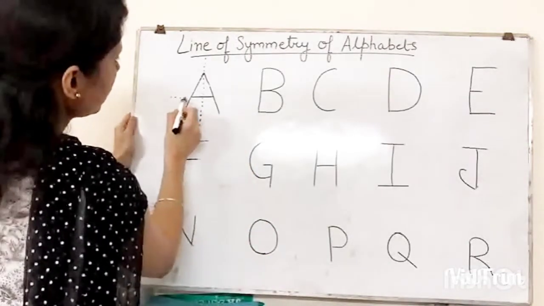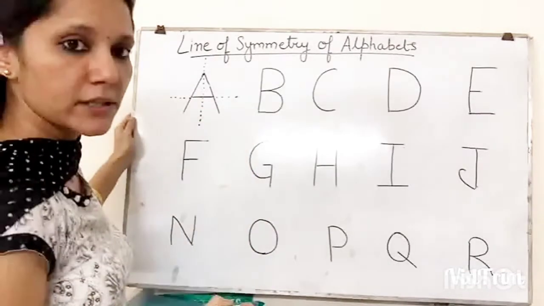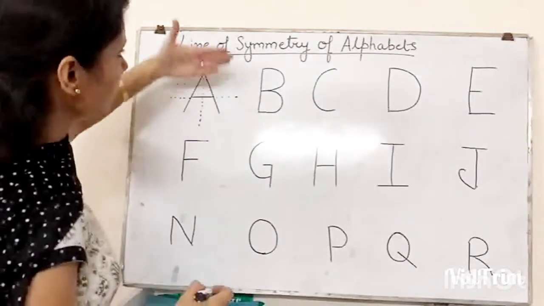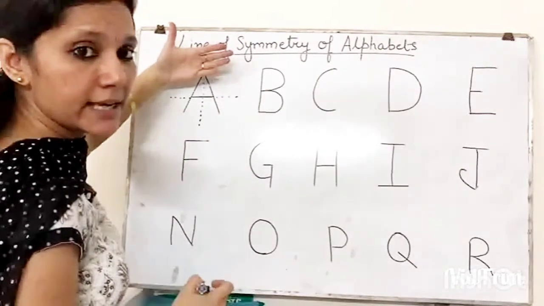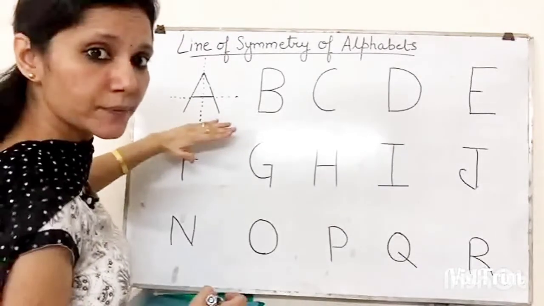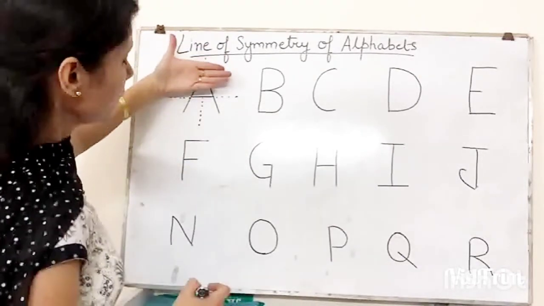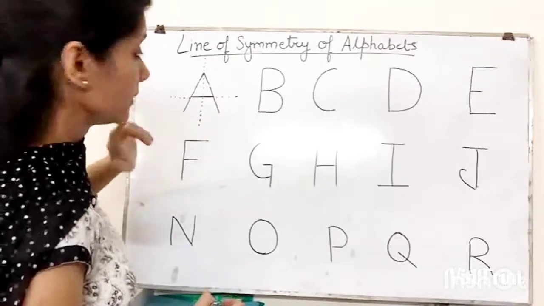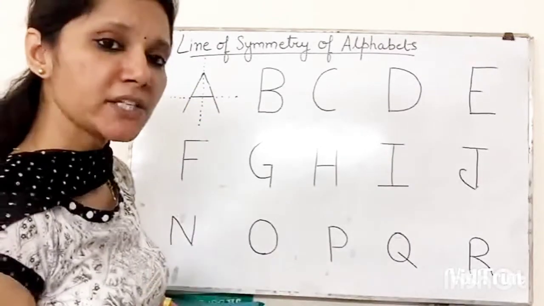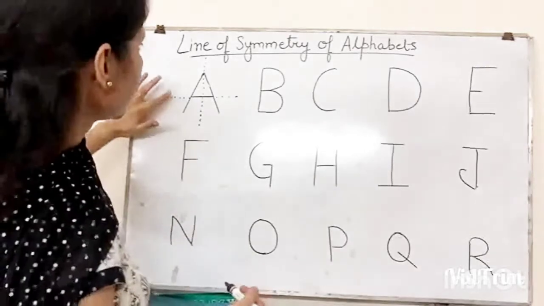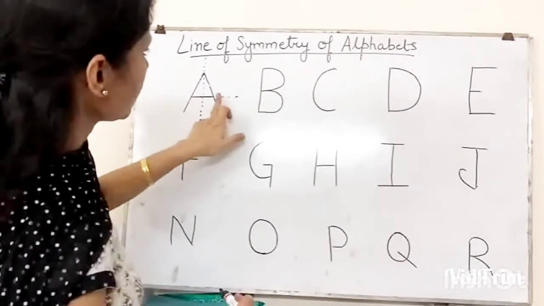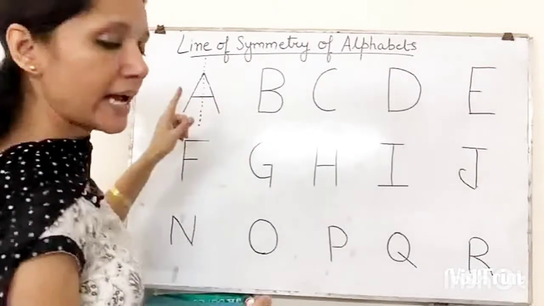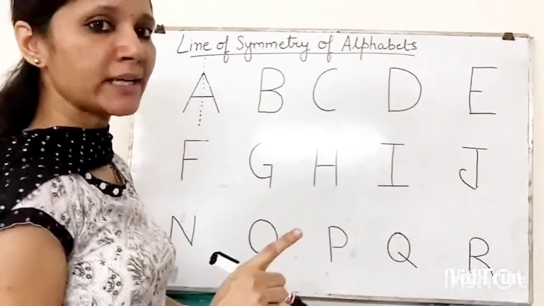Now if I draw a horizontal line, see, whatever is present above this line, is the same thing present below also? Or if you fold the upper part over the lower part, would they overlap each other? No, that means this horizontal line is not the line of symmetry. So alphabet A has only one line of symmetry.